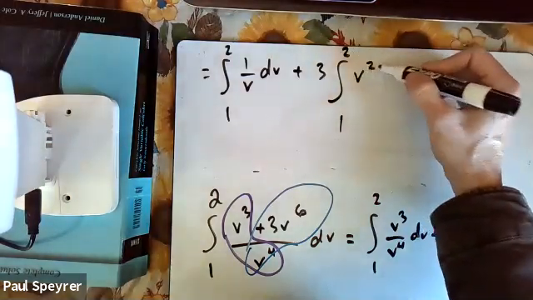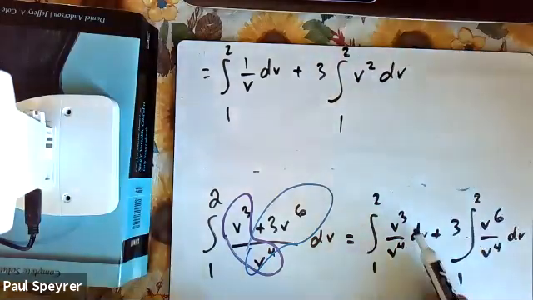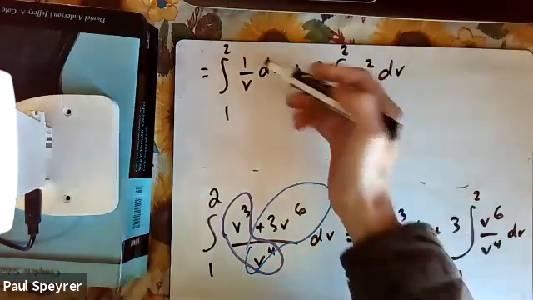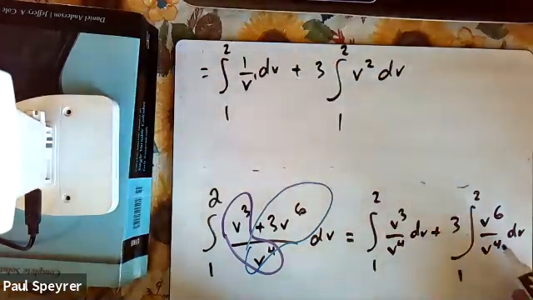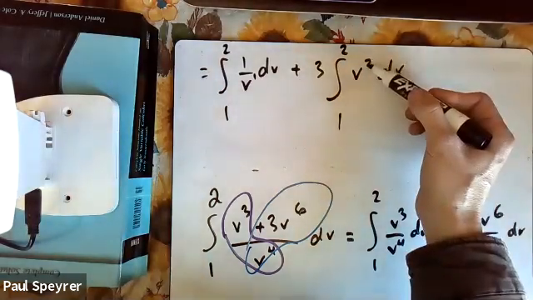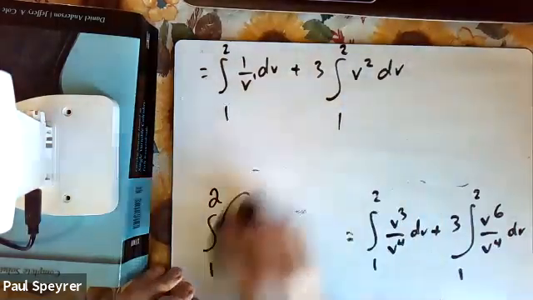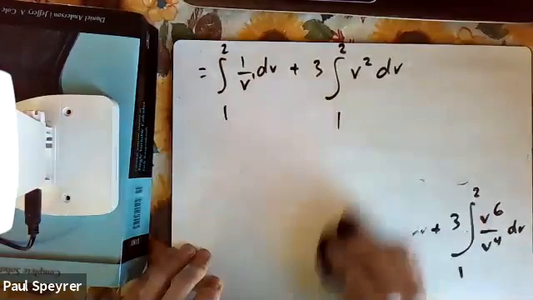v squared dv, right? So v cubed at the top, v to the fourth on the bottom, it's always upper exponent minus bottom, right? So we're going to have a v to the first left on the bottom. Right here, we're going to have a v squared left up top. Now we can take the antiderivative of these two pieces.